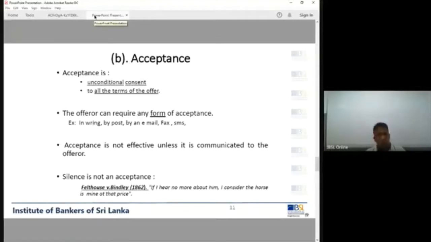So the second part of the first element of the legally enforceable contract. The first element is the agreement. Agreement has 2 components, offer and acceptance.